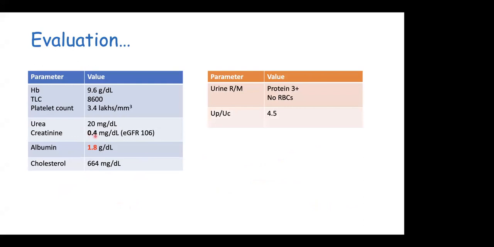So you do the baseline labs. The creatinine is 0.4, corresponding to a GFR of 106. The albumin here is low at 1.8, which is expected. This child has not responded to 6 weeks of steroids. You see that there is heavy proteinuria, there are no red blood cells, and the protein creatinine ratio is 4.5. So this is a typical steroid resistant nephrotic syndrome.